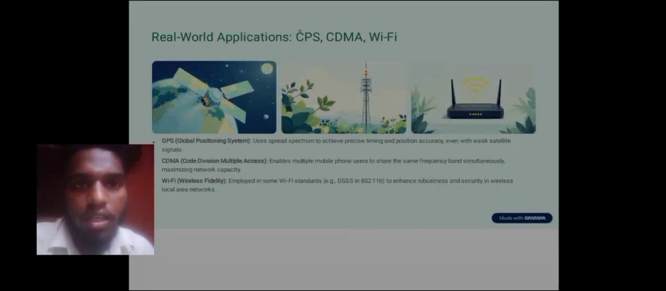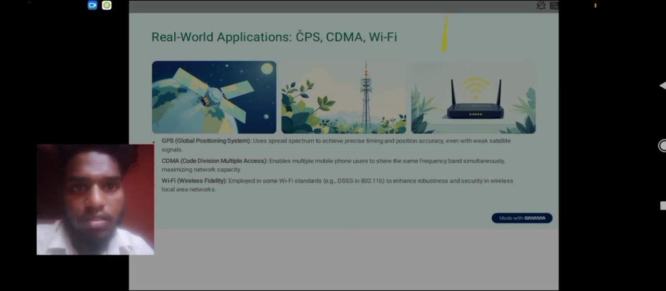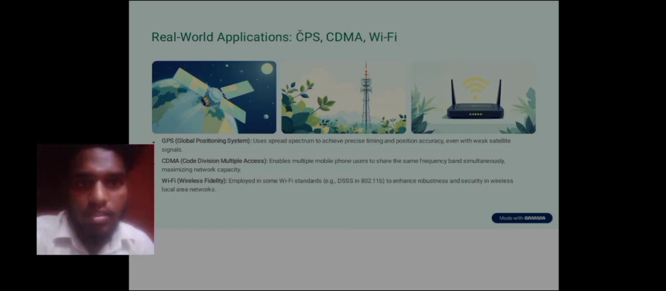The real-world applications of spread spectrum despreading are GPS location tracking and CDMA, code division multiple access, where multiple users simultaneously transmit and receive data, and the other one is Wi-Fi connection. These are the real-time applications of spread spectrum despreading.